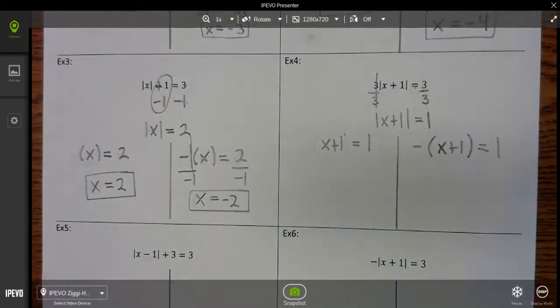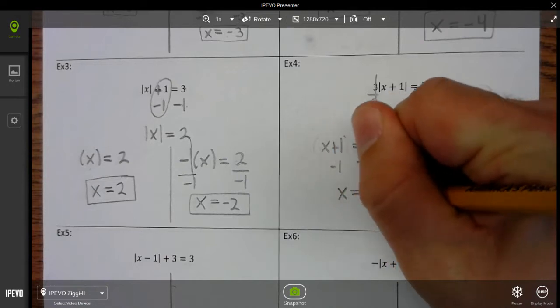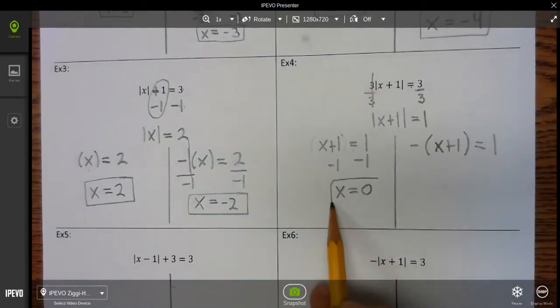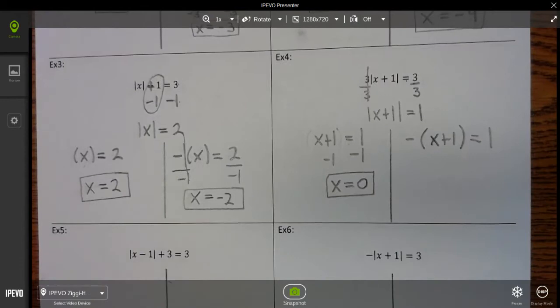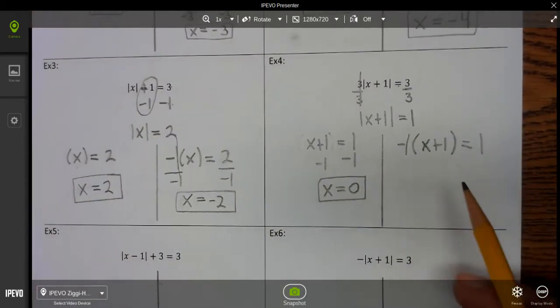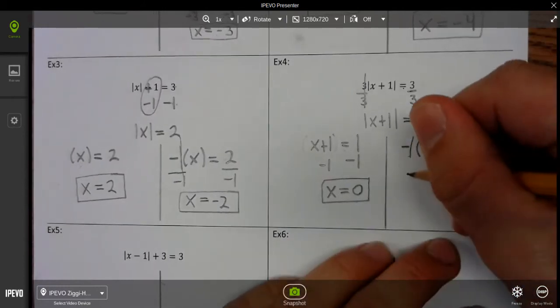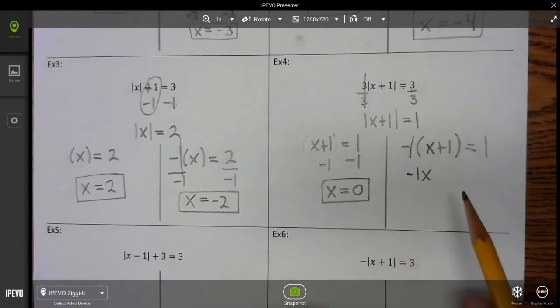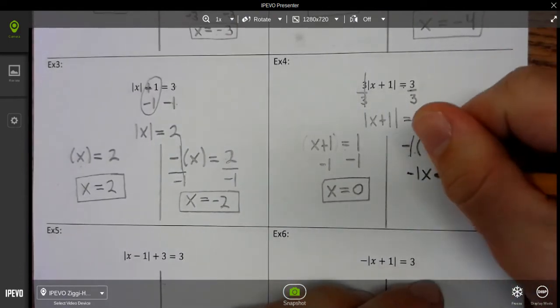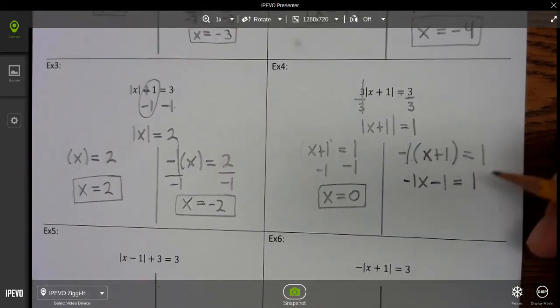And so the only step here is we subtract 1 from both sides. So x equals 0. Okay, now here we need to put a 1 in front, and now we need to distribute or multiply the negative 1 times the x and the 1. So negative 1 times x is negative 1x, and then negative 1 times 1 is a negative 1, equals 1.